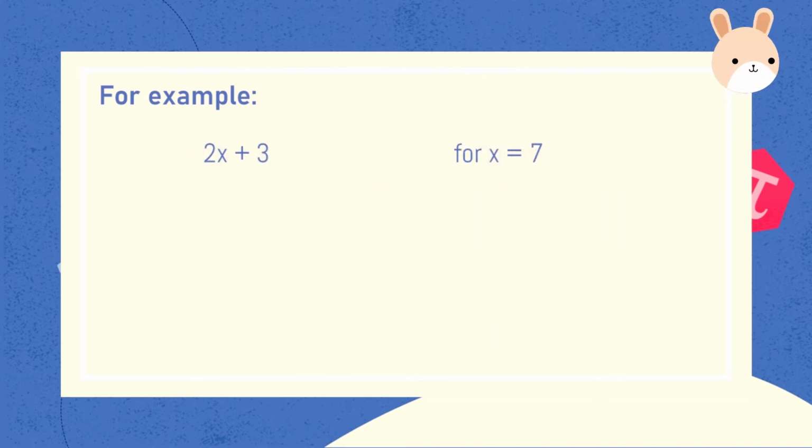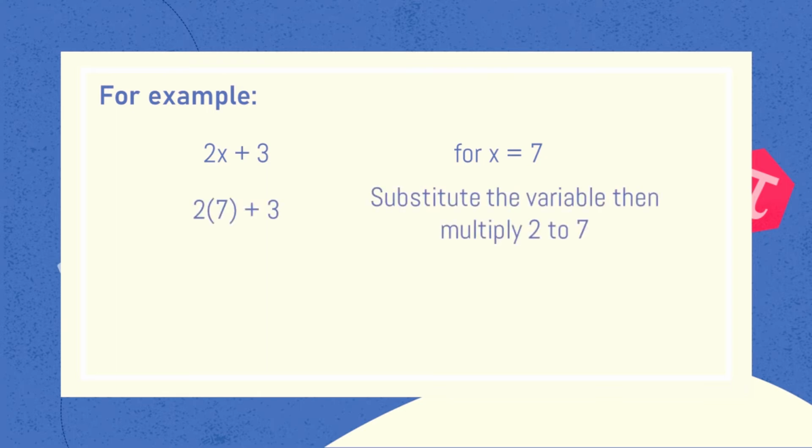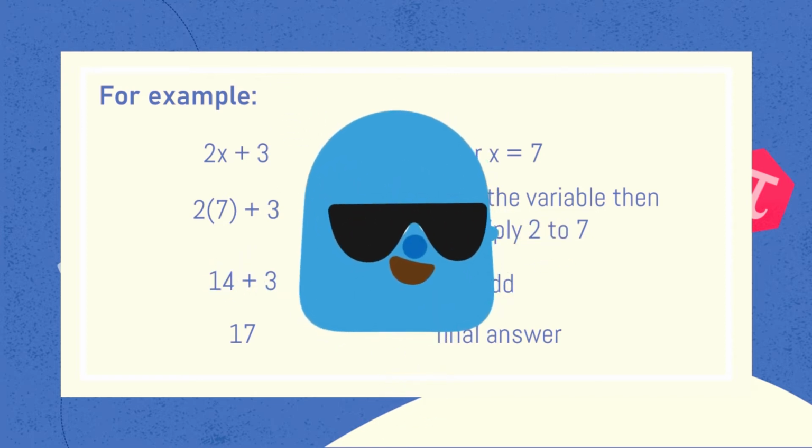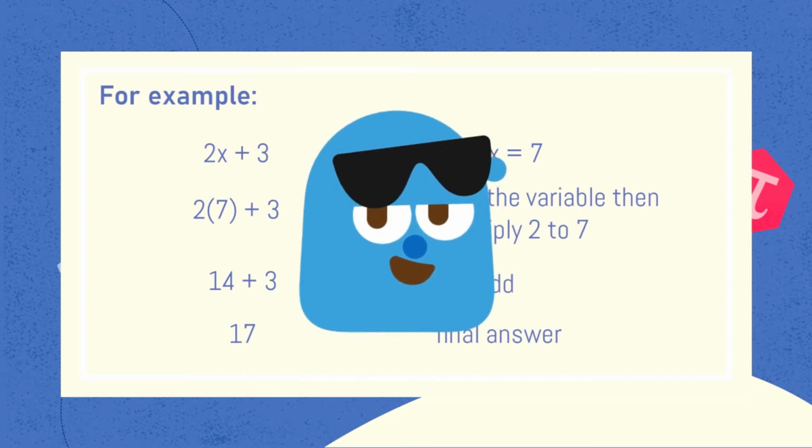Another example, 2x plus 3, for x equal to 7. Feel free to pause the video if you want to solve this problem. So, replace x with 7 and multiply 2 with the value of x, which is 7. So, 2 times 7 is equal to 14. Then we add 3. 14 plus 3 is equal to 17. You see, it's easy to evaluate expressions when we know the value of the variables.